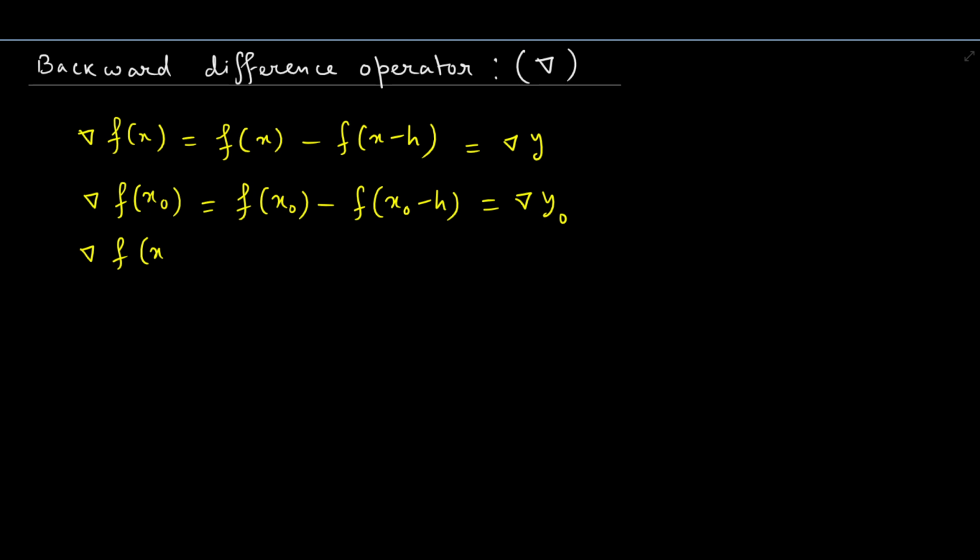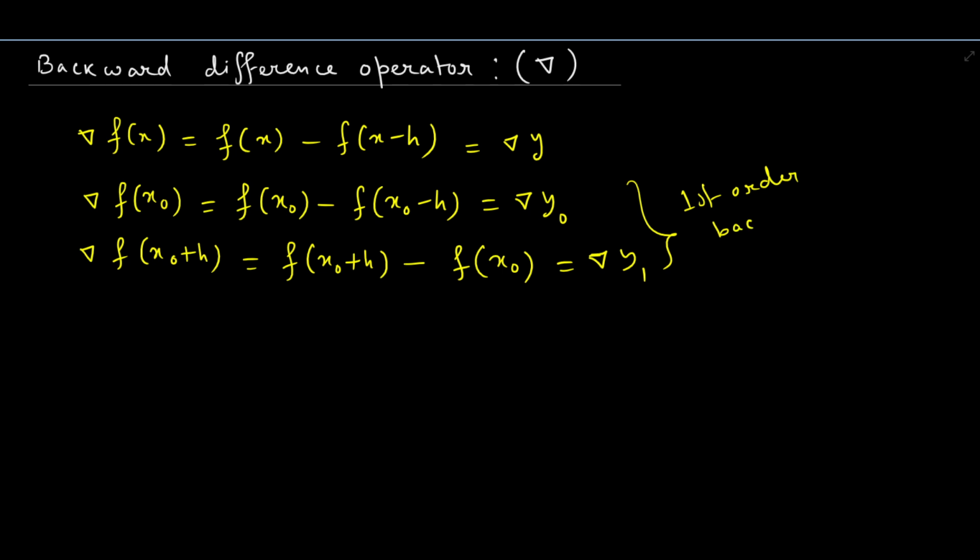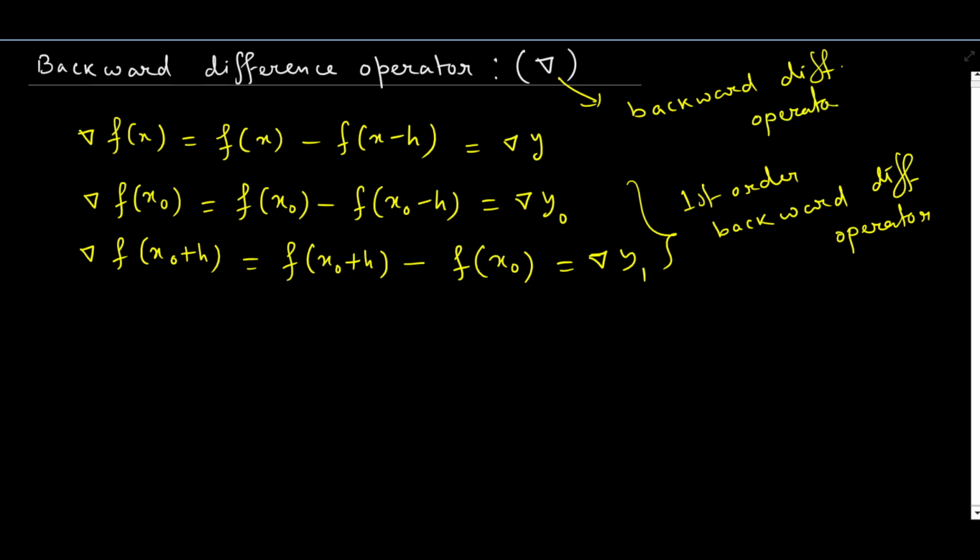Similarly, what is nabla f of x naught plus h? It will be f of x naught plus h minus f of how much? Just think a little bit. It will reduce, no? We reduce by 1h. So it is x naught. This one we can denote by nabla y1. Now we have two first order backward differences, nabla y naught and nabla y1. Here this nabla is called the backward difference operator. Nabla is the operator, and nabla y0, nabla y1 are first order backward differences.